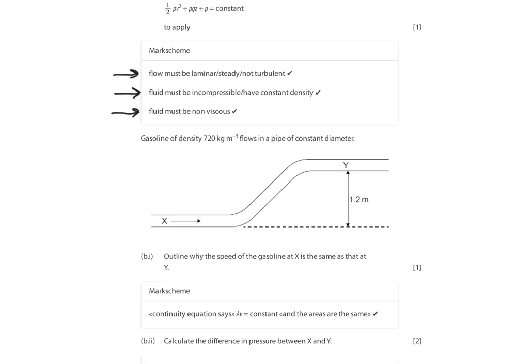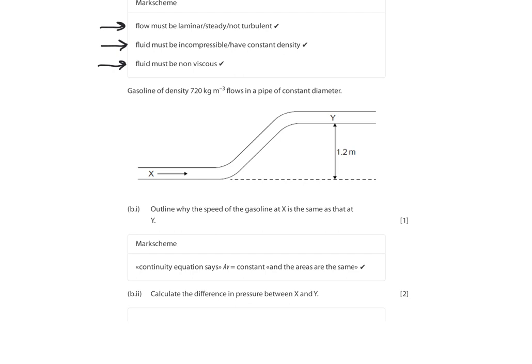Then they give us gasoline, density of 720 kilograms per cubic meter, and it's flowing in a pipe with an elevated section 1.2 meters above the ground. Is the speed of the gasoline at X the same as that at Y? It says continuity equation. So let's remember, since AV is a constant, that means the area at X times the velocity at X is equal to the area at Y times the velocity at Y. And so since X and Y have the same area, they're going to have the same speed.